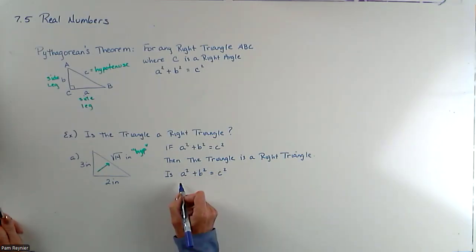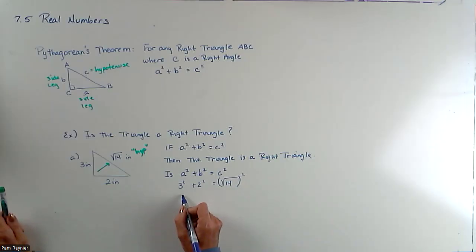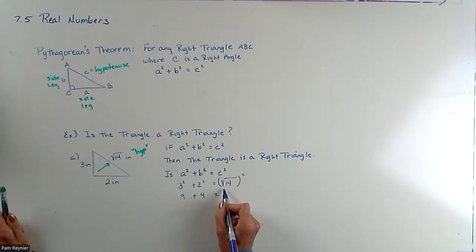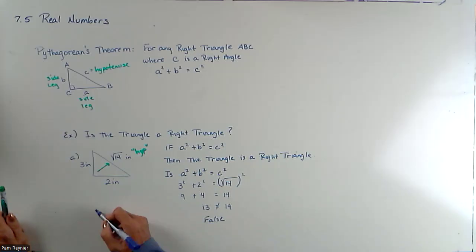Is 3 squared plus 2 squared equal to the square root of 14 squared? Well, 3 squared, 3 times 3, is 9. 2 squared is 4. The square root of 14 squared is 14. Is 13 equal to 14? No. So this is a false statement. Since it's a false statement, the triangle is not a right triangle.